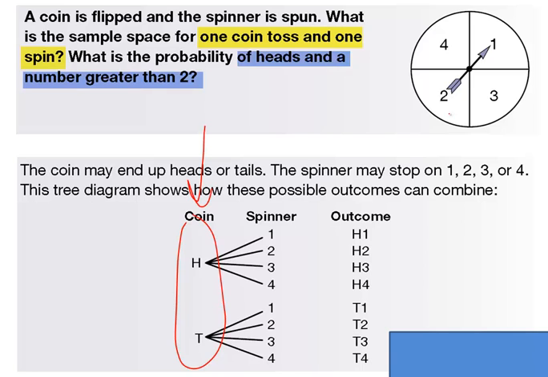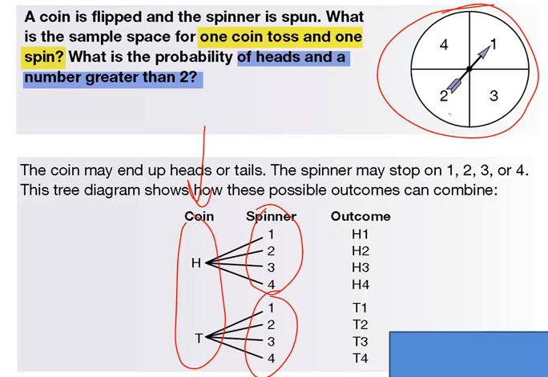And a spinner is spun. Well, here's our spinner, and our spinner has 4 possible outcomes. So each time we spin it, we could get 4 outcomes. So we flip a coin, we spin it. We flip a coin, we spin it. All right, so we have one coin that we toss and we spin one time. What's the probability of the heads and a number greater than 2?